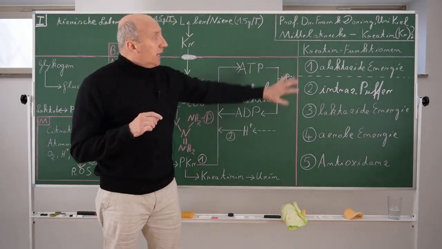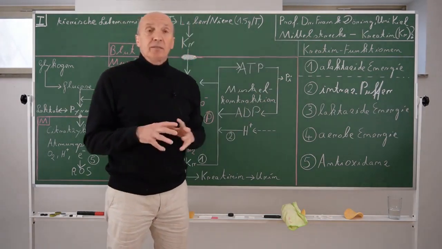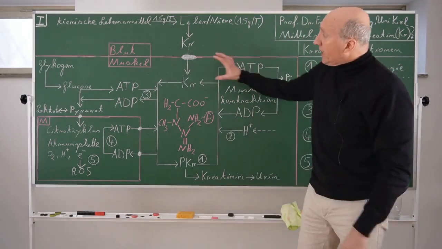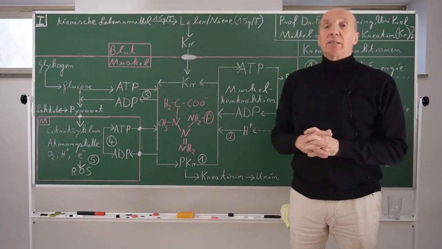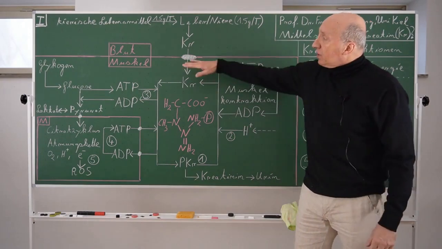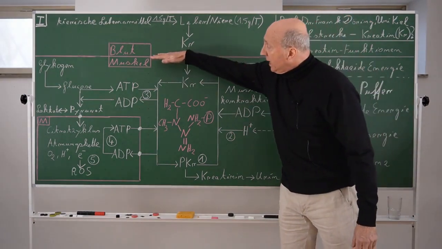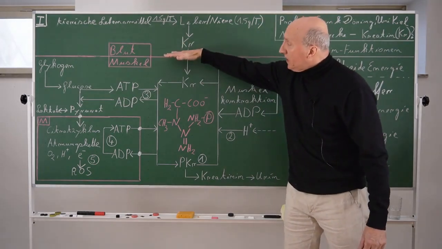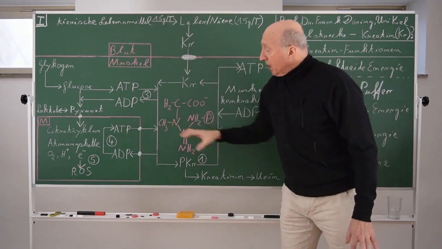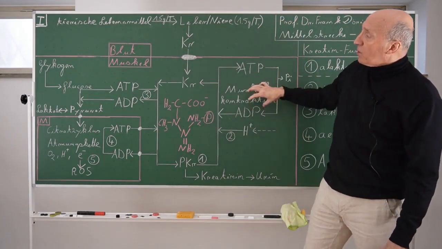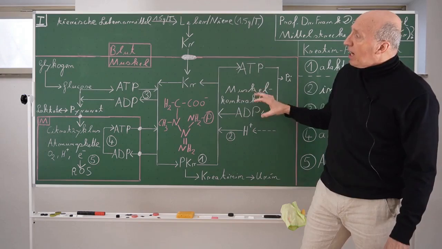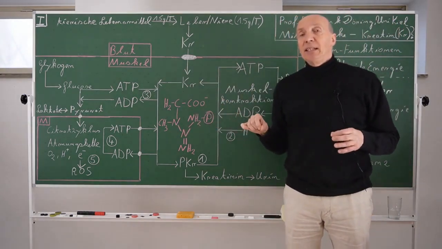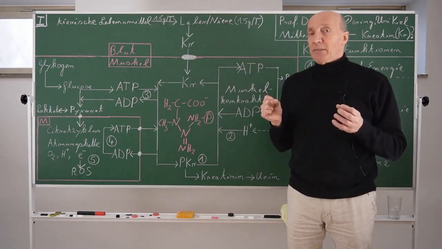So first of all, let's look at the 5 functions of creatine, which can be represented from the biochemical circuit diagram. Orientation: we are here above the red line in the blood or below the red line in the muscle cell where the muscle contraction takes place. About 95% of creatine is found in muscle cells.